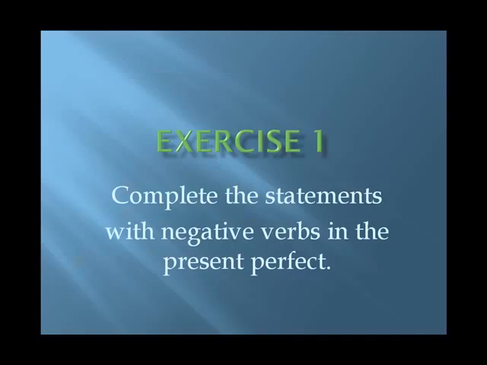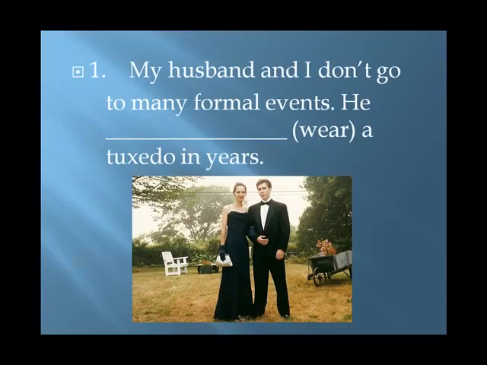Exercise 1. Complete the statements with negative verbs in the present perfect. Number 1. Read the statement to yourself, and then I'll tell you the answer. Answer: my husband and I don't go to many formal events. He hasn't worn a tuxedo in years.